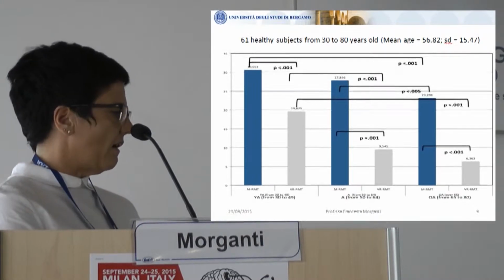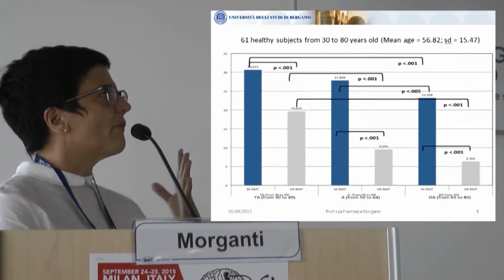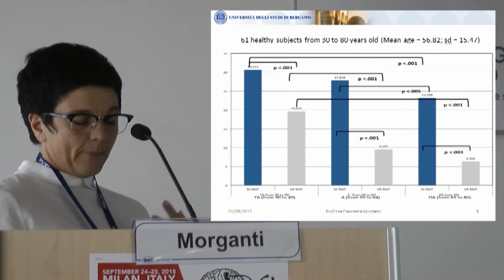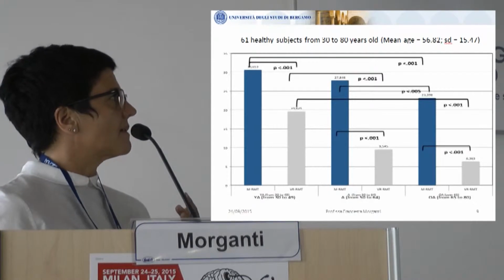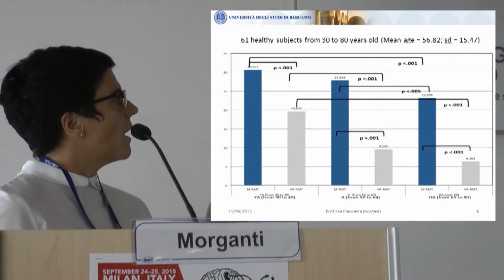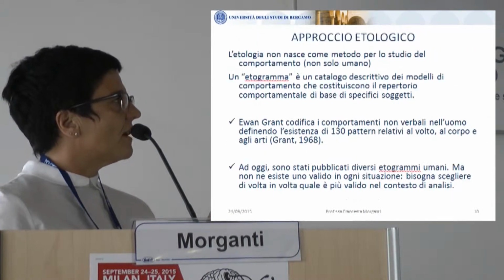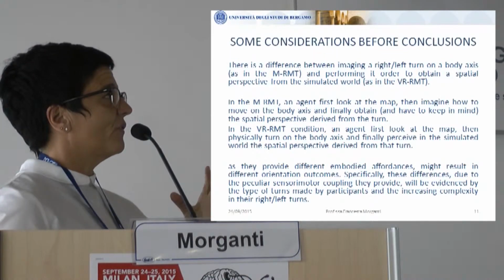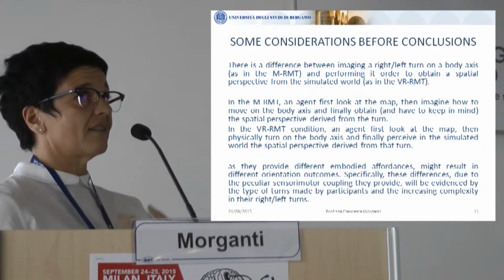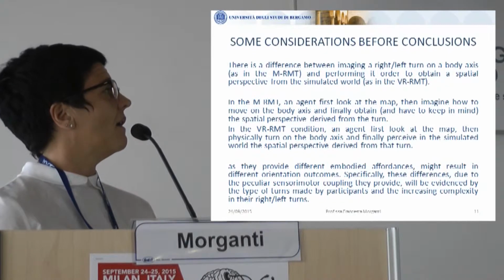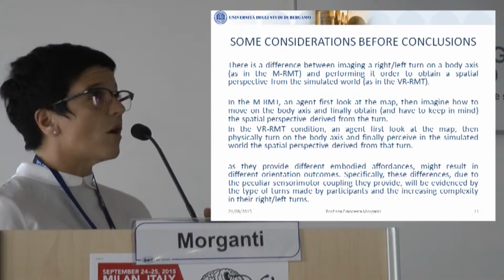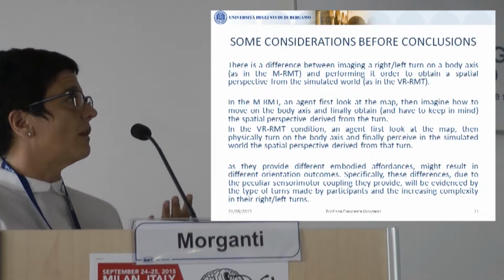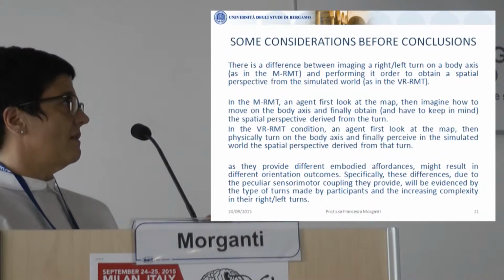These are data strictly linkable to the performance on the virtual environment. And the questions appear to be more complex because there is a difference between, for example, imagining a right-left turn on a body axis, as they do in the classical roadmap test, and performing it in order to obtain a spatial perspective from the simulated world. They have to act inside.